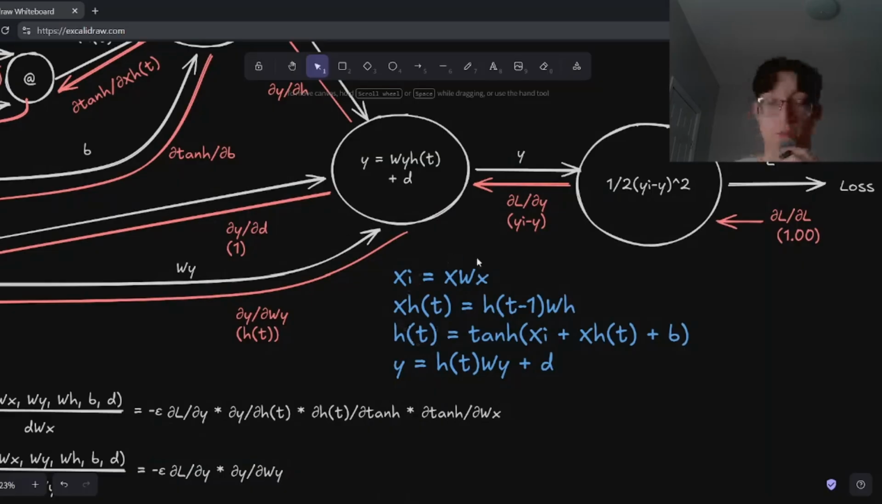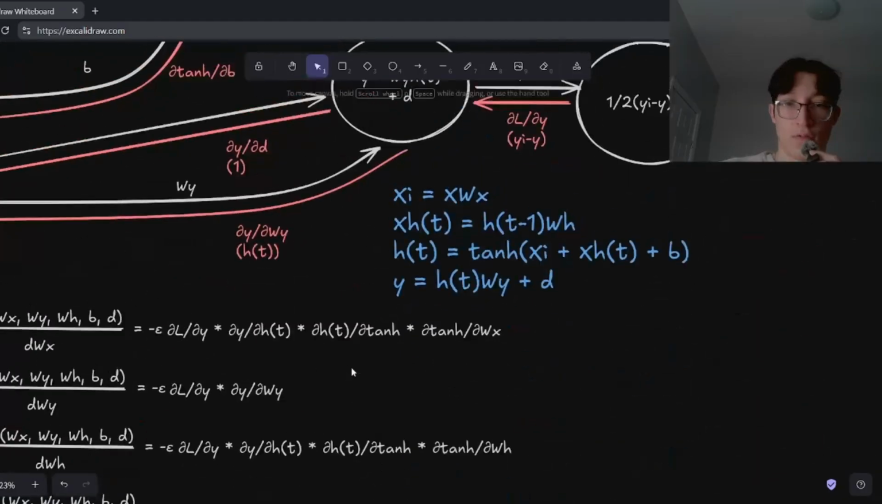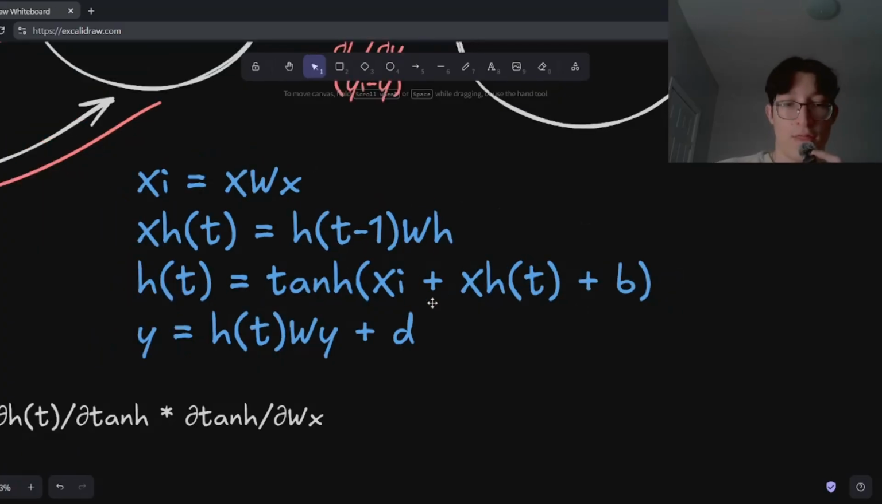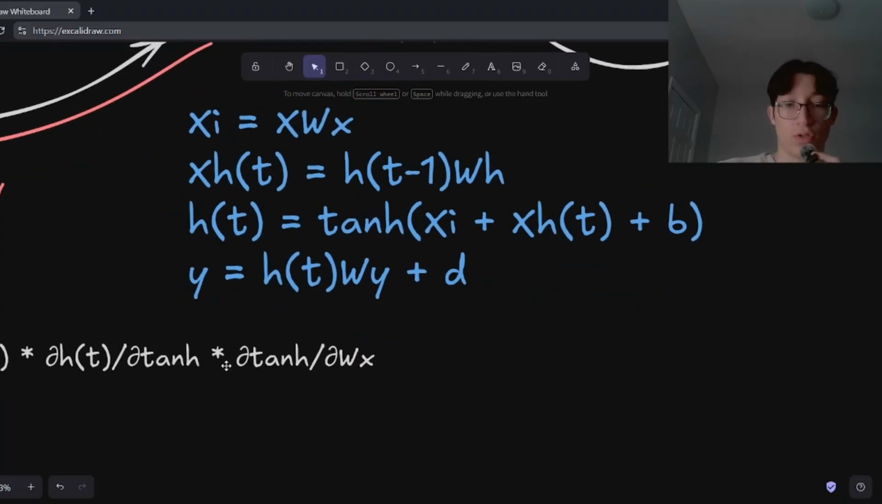If we were to keep going, we would have to calculate the partial derivative of h of t with respect to the hyperbolic tangent. This gets a little more complicated because if we look at this formula here, this is h of t, and this is all that goes into the hyperbolic tangent. So in order to take the partial of this with respect to tanh, we'd actually have to do a little bit of a calculation. The calculation we must do is just take the derivative of tanh, which is 1 minus tanh squared.